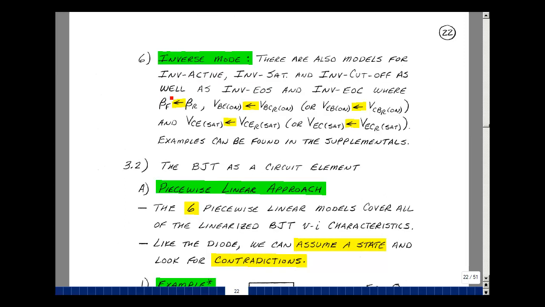There are also models for inverse active, inverse saturated, inverse cutoff, as well as the edge of saturation and edge of cutoff in the inverse state. The models basically are replacing beta F by beta R. V sub BE on is replaced by V sub BCR on. V sub CE sat is replaced by V sub CER sat. And for the PNP, listed those over here. These are pretty rare, and I'll do some examples in the supplemental problem sets in case you ever run into this case. And these are piecewise linear models for a BJT.